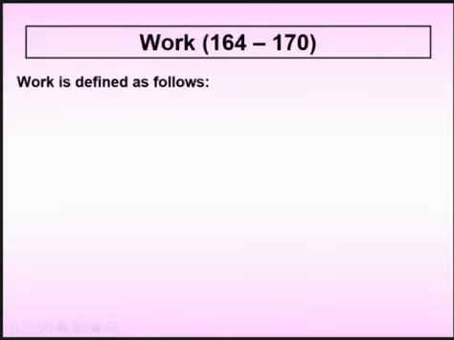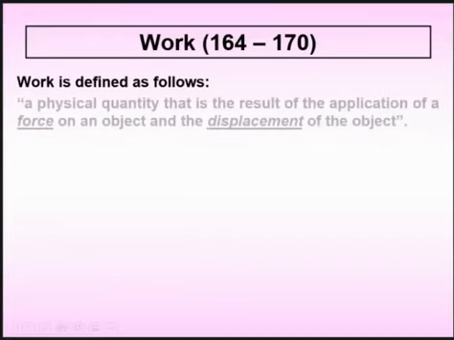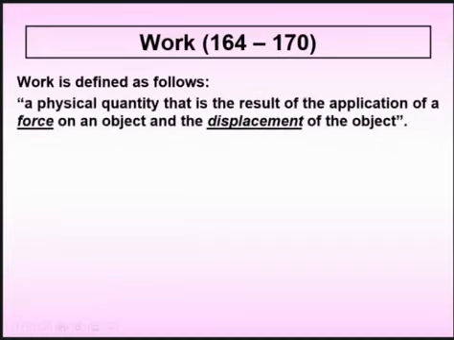Okay, so let's start. Okay, so work. What's the definition of work in a physics context? In a physics context, the definition of work, go ahead, copy that down. The definition of work is that it's a physical quantity that is always a result of two things. Work is always the result or the outcome or the effect. Effect is different to cause. Cause happens first, effect happens after.